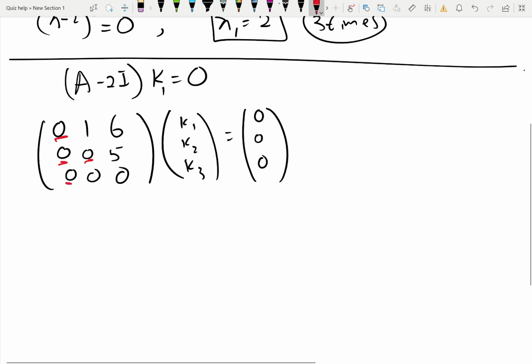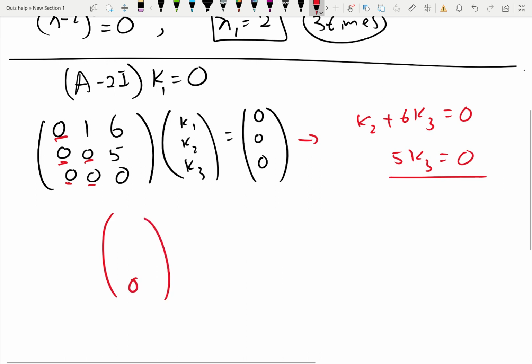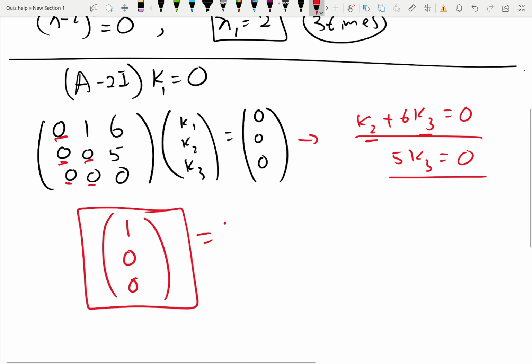On the other hand, the entries below the pivot positions are 0, so we don't need Gaussian elimination because we get simple 2 equations from here. K2 plus 6K3 is 0 and 5K3 is 0. So what do you get? K3 is 0, and K3 being 0 means K2 is also 0, from the first equation. Now we don't have K1 in the equation, so we can choose K1. Let's choose 1 to make it simple. So this is the only eigenvector we can find.